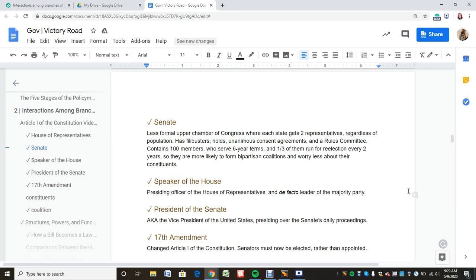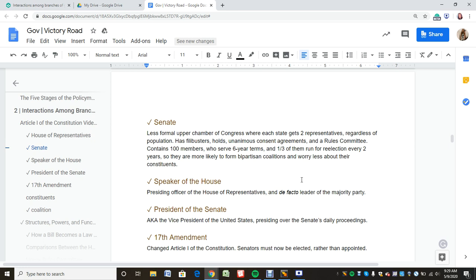And so I think the important thing to mention here is something called the Speaker of the House. So when we think of Speaker of the House right now, we might think of Nancy Pelosi. And so that's the presiding officer of the House of Representatives and the quote unquote de facto leader of the majority party. So by default, she's kind of the leader of whoever is in the majority at the time of the House of Representatives. So that would be the Democrats then.